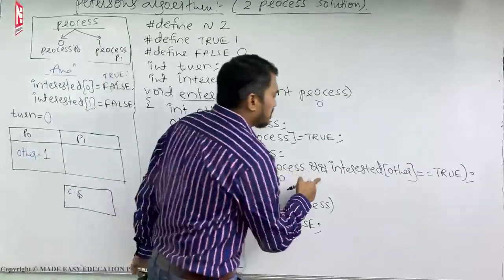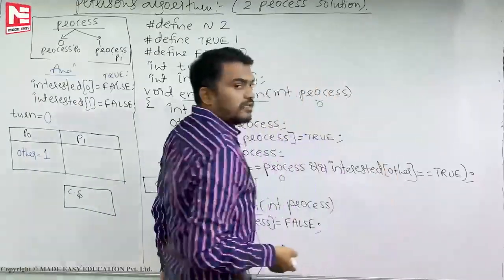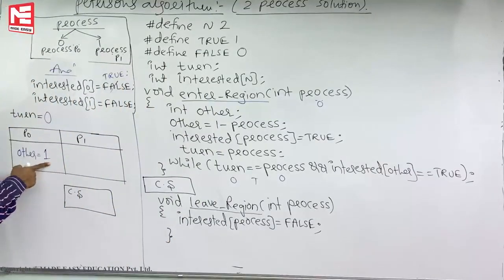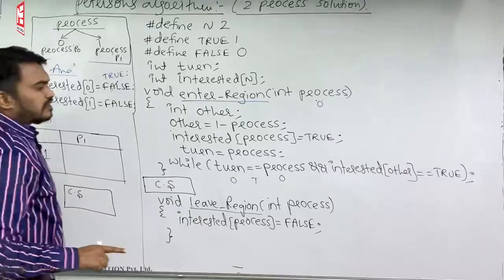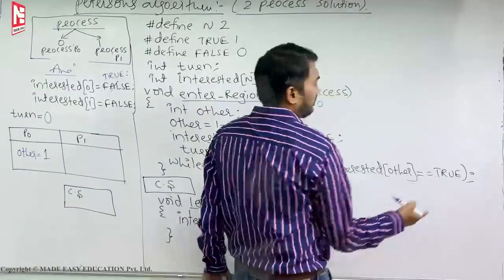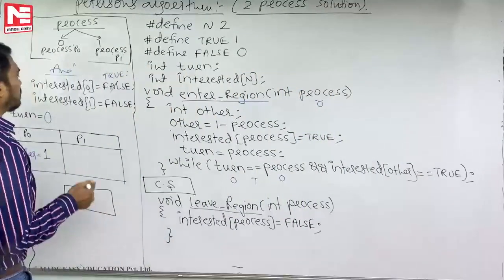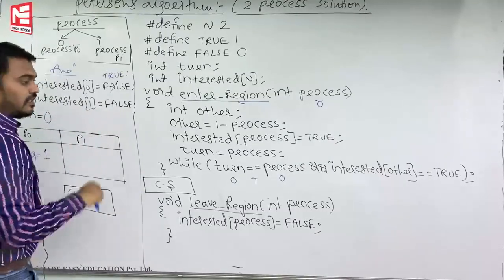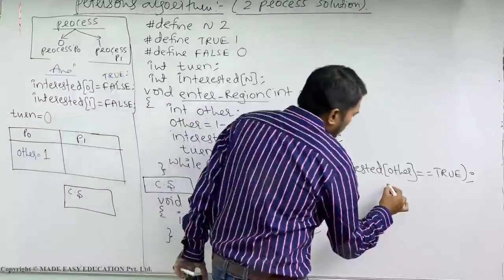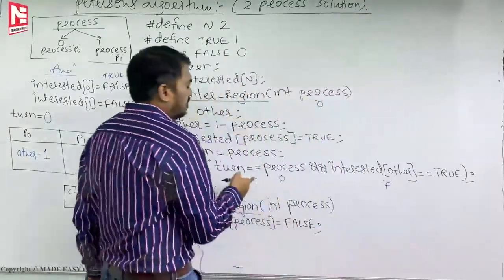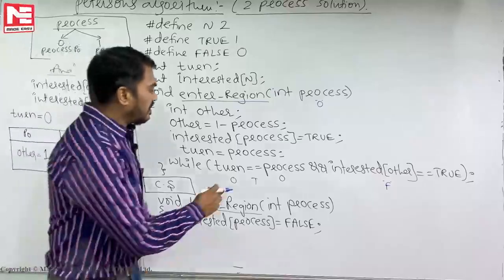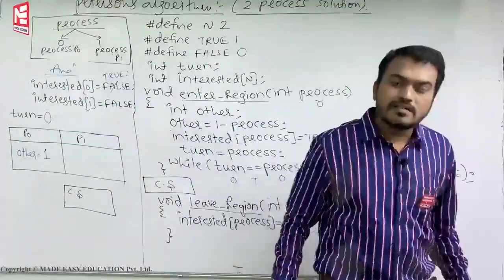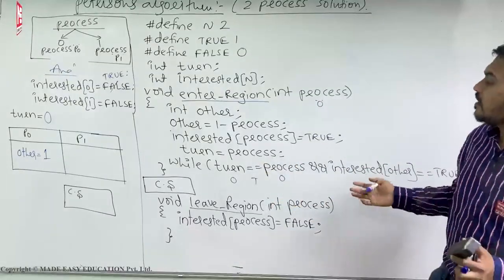And next, interested of other. Now what is the other for P0 here? Other value is 1. So interested of 1 equal to true. Now tell me, interest of 1 equal to true. So is interest of 1 true or false? Look here, false. So this condition is false, and this condition is true. The entire condition is false. Then what happens?